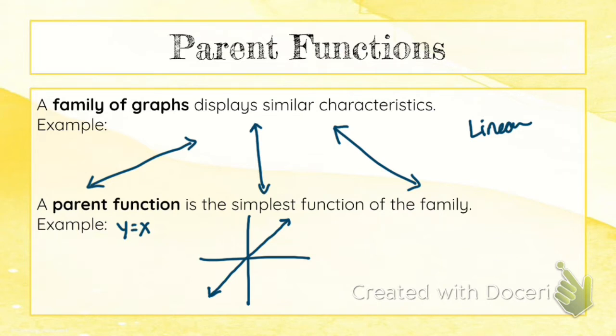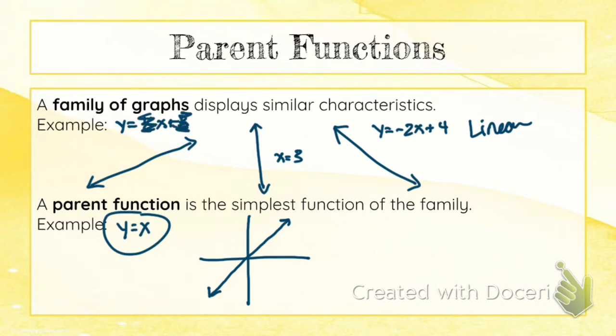So this one could be maybe y equals 1/2 x plus 3. This one might be x equals 3. That'll work. And this one might be y equals negative 2x plus 4. But this y equals x is just taking out all the numbers, and it's what's left. Okay, so let's look at some more specific examples, but this gives you an idea of what a family and a parent function are.